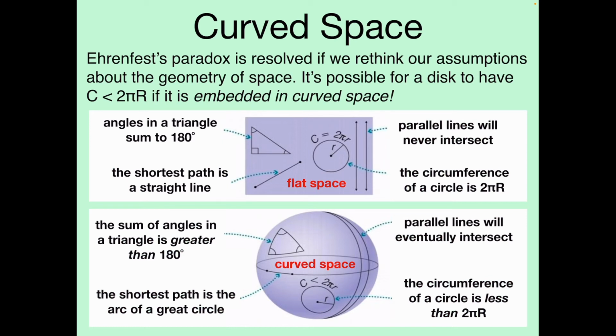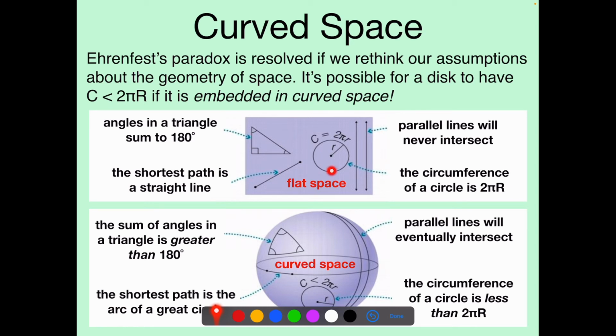Ehrenfest's paradox can be resolved if we rethink our assumptions about geometry. What I want to show you is that it is possible for a disk to have a circumference c that's less than 2 pi r, not equal to it, but less than 2 pi r, if that disk is embedded inside of a curved space. So let me show you what this is all about.